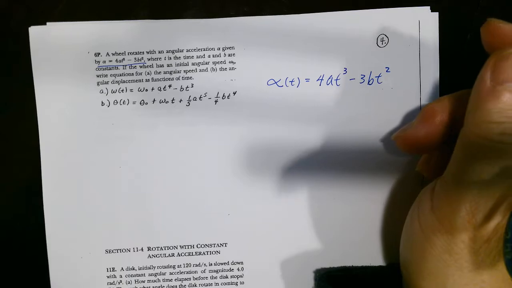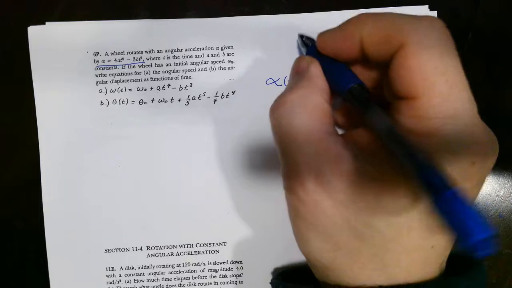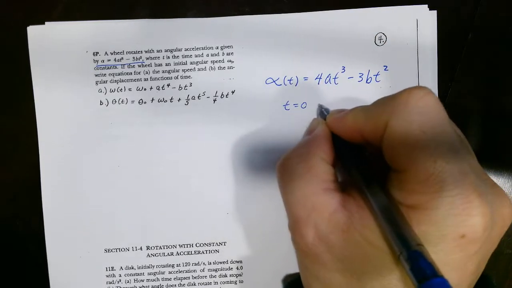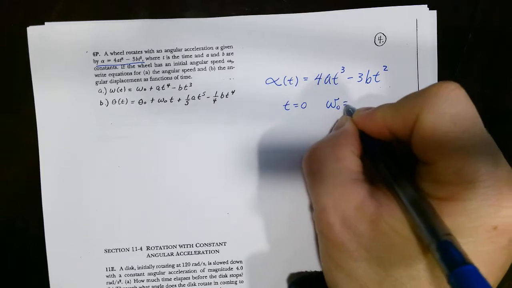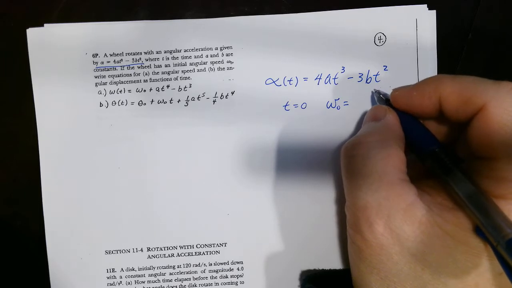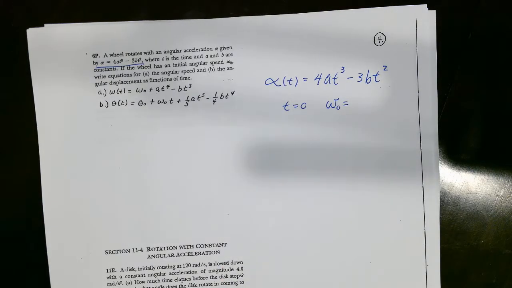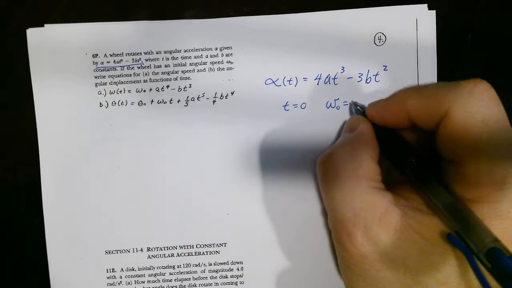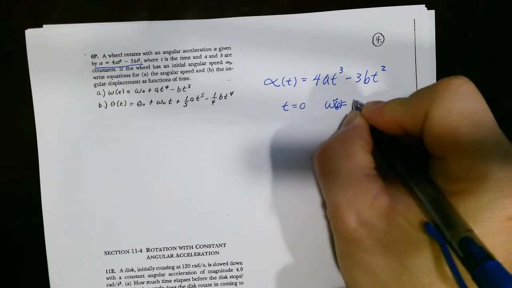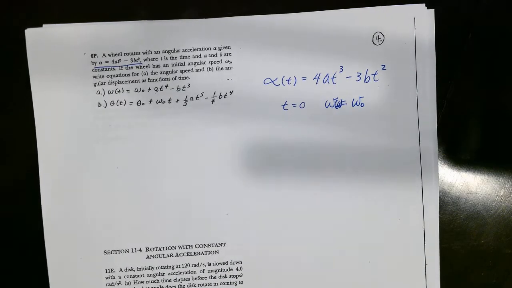If the wheel has an initial angular speed of omega naught, that means at t equal to 0, omega is equal to omega naught. We just have it as omega naught. Omega at t equal to 0 is equal to omega naught, let's just say. That's what I should say.